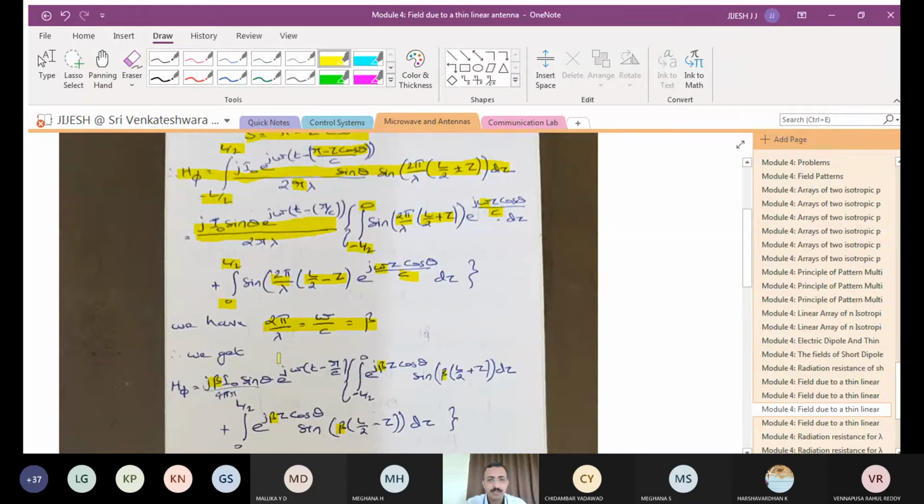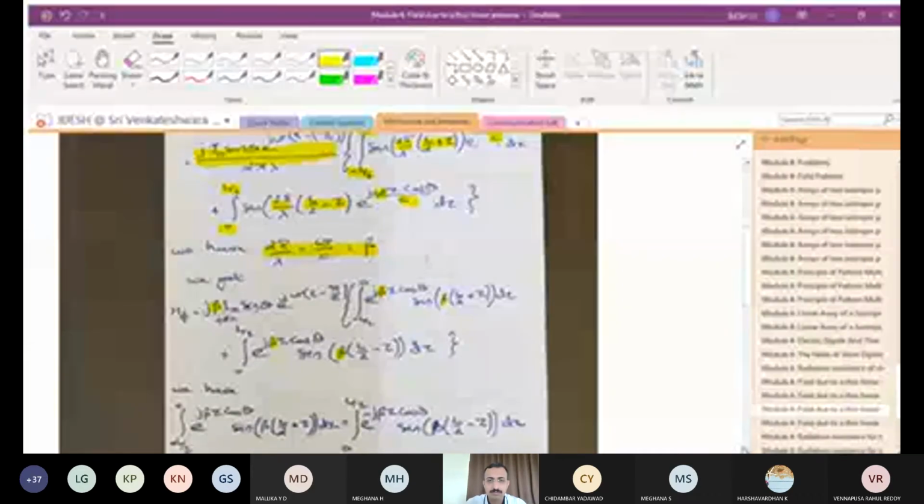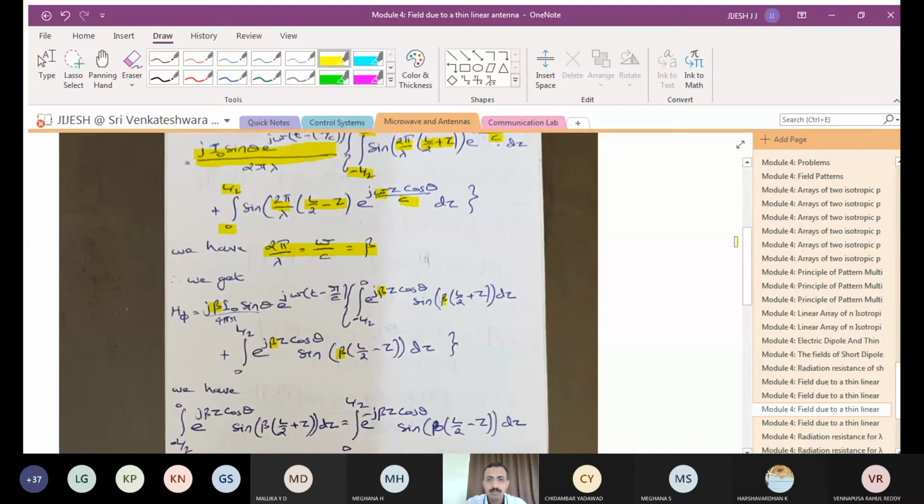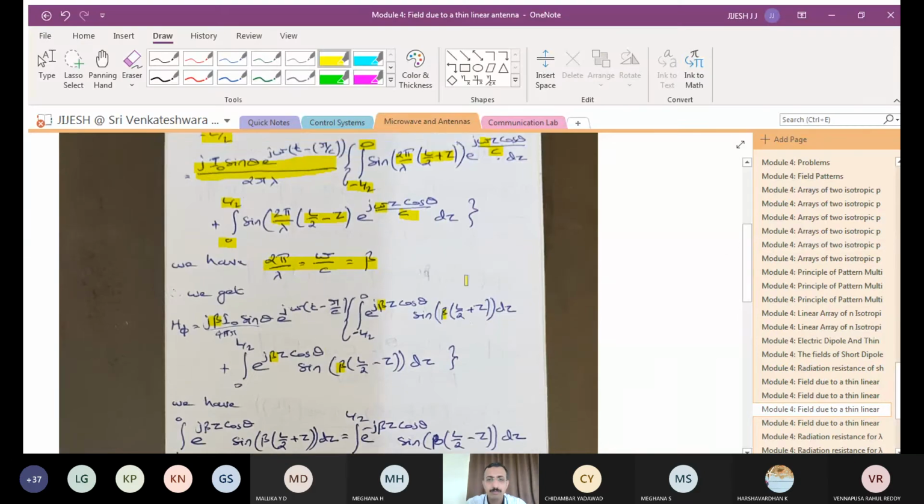So we get, when we replace 2 pi by lambda or omega by c as beta, you can see that in most of the places beta is involved. So j beta I naught sine theta e to the power of j omega t minus r by c, by 4 pi r, integration from minus L by 2 to 0.